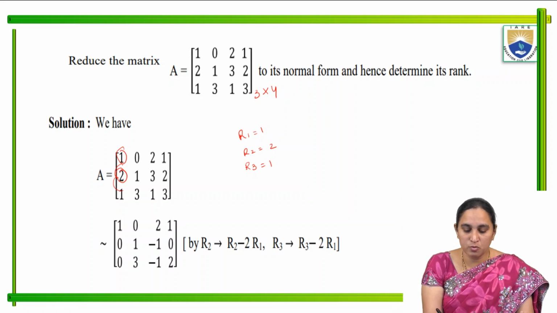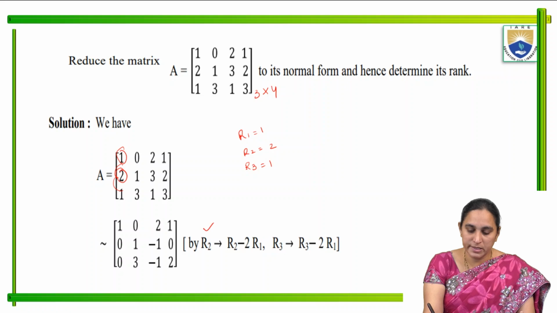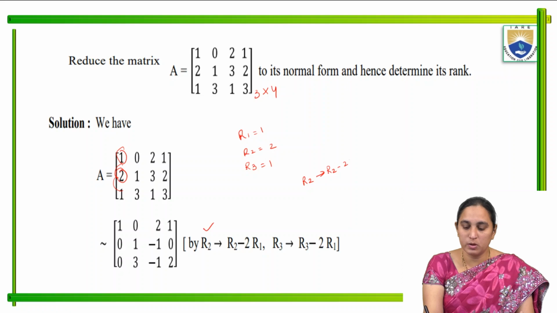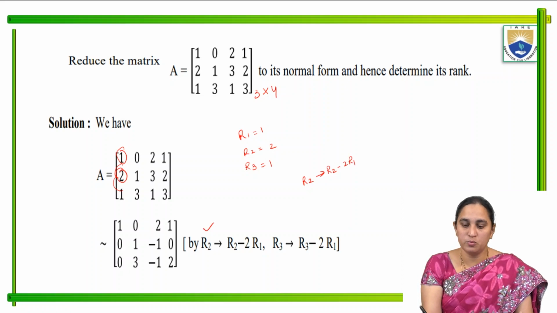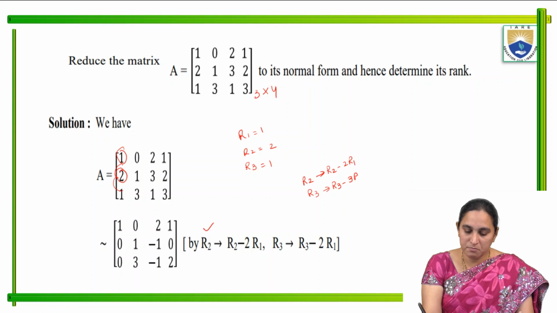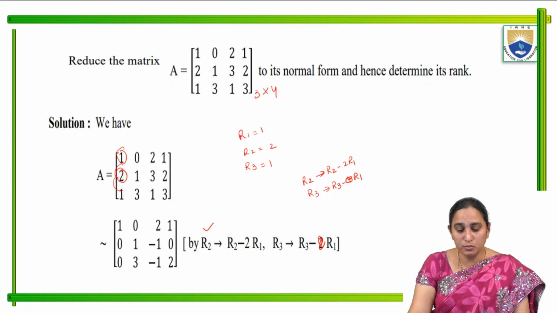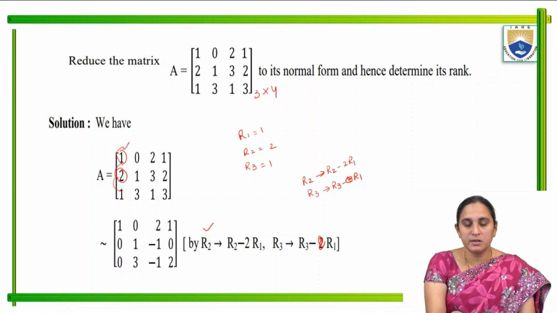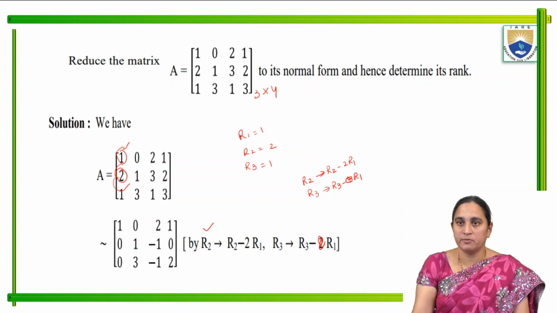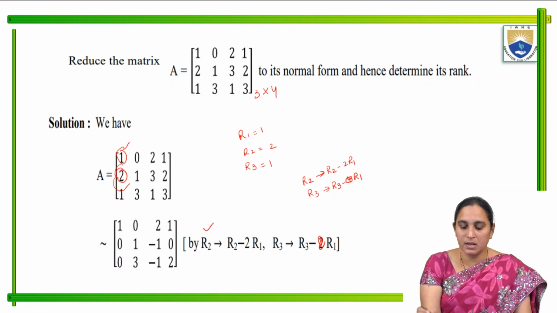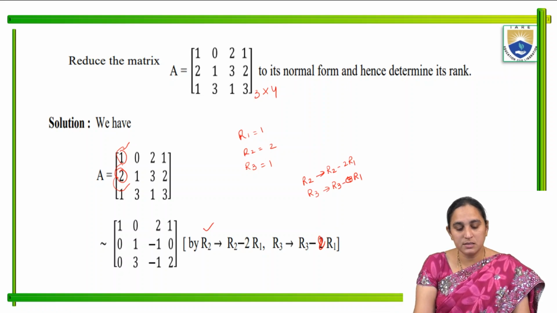For that, I'm using the row operations R2 tends to R2 minus 2R1. Next operation, R3 tends to R3 minus R1 only, not 2R1. Why? Because the first element of R1 is 1 and the first element of R3 is 1. So the two operations are R2 minus 2R1 and R3 minus R1.